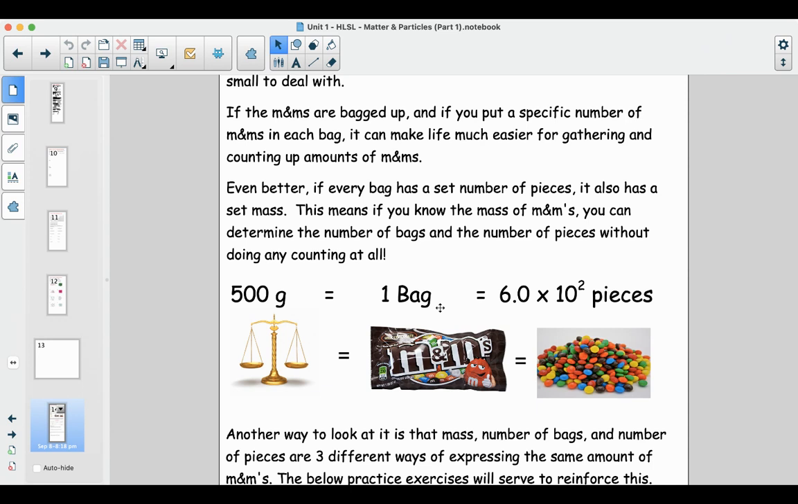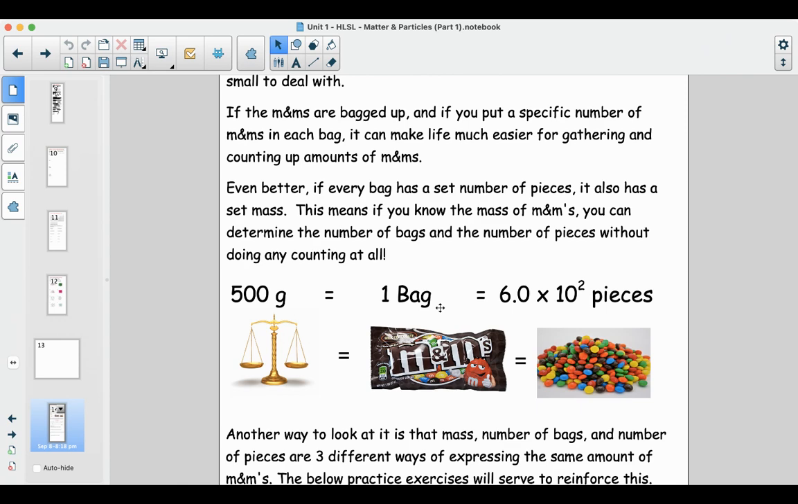So if we make up a number and say that one bag of M&Ms holds 600 M&M pieces, then we no longer have to count individual M&Ms. If I have a bag of M&Ms, I'm going to assume it holds 600 pieces. And if I have 10 bags, then I'll assume I have 6,000 pieces. And so I can much more quickly figure out how many pieces of candy I have by bagging them up in a consistent way.